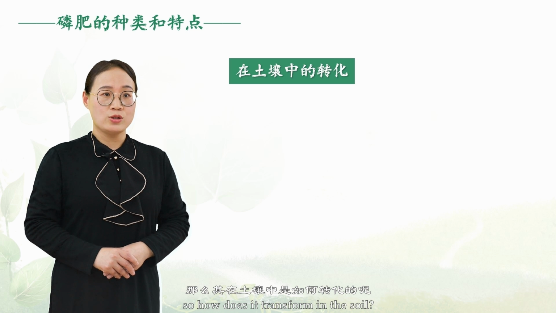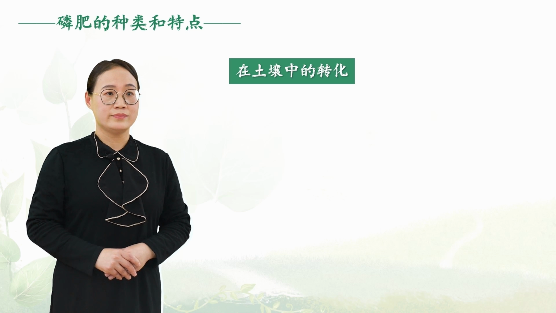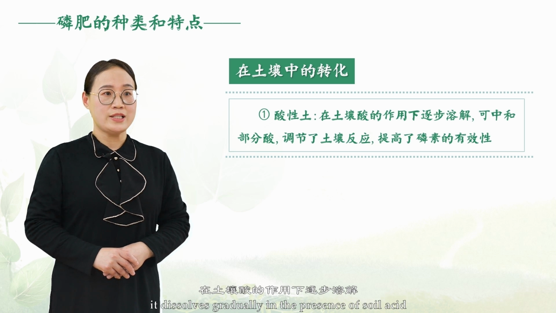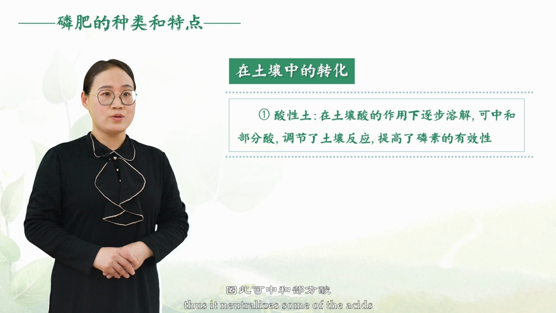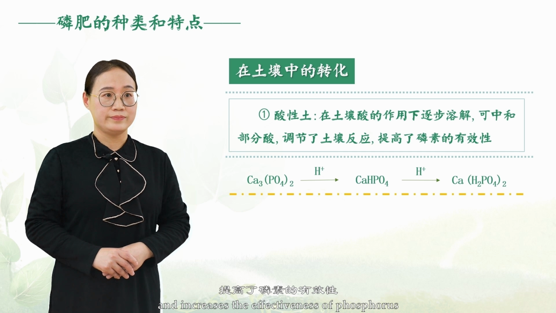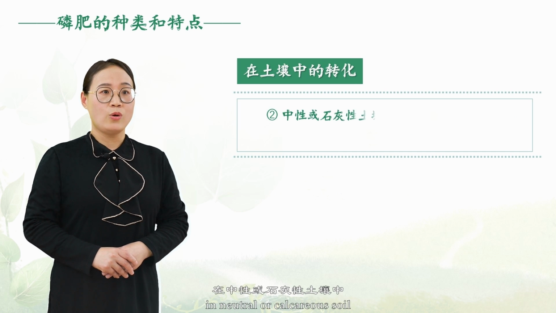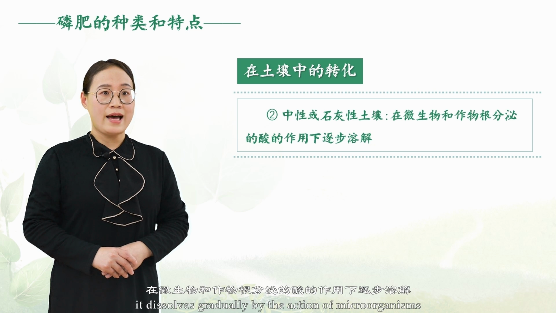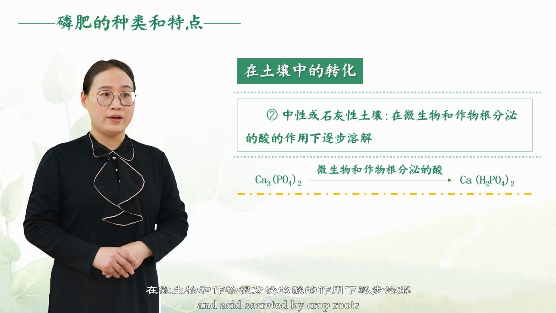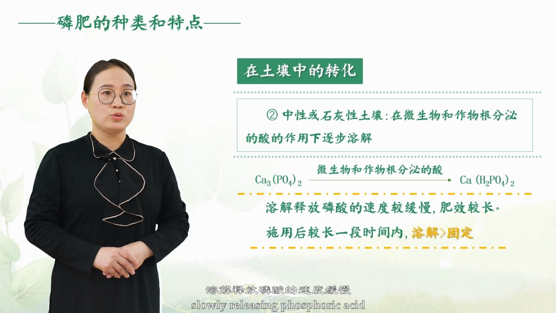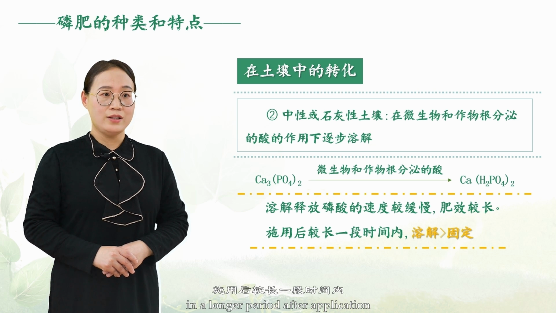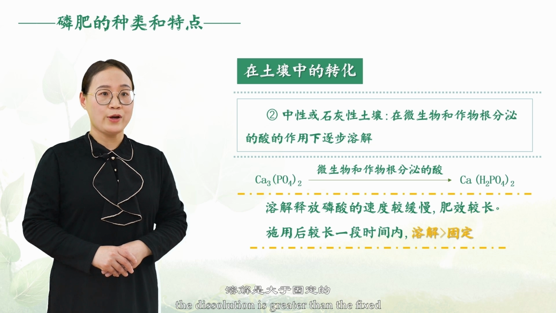So, how does it transform in the soil? In acidic soil, it dissolves gradually in the presence of soil acid. Thus, it neutralizes some of the acids, regulates the soil reaction, and increases the effectiveness of phosphorus in neutral or calcareous soil. It dissolves gradually by the action of microorganisms and acid secreted by crop roots, slowly releasing phosphoric acid and having a long fertilizing effect in a longer period after application. The dissolution is greater than the fixed.